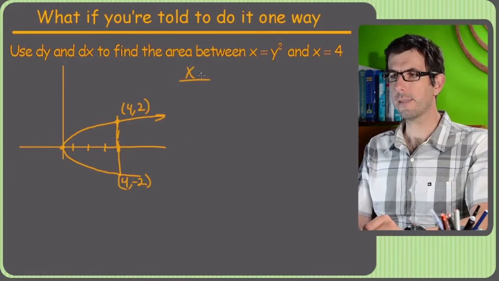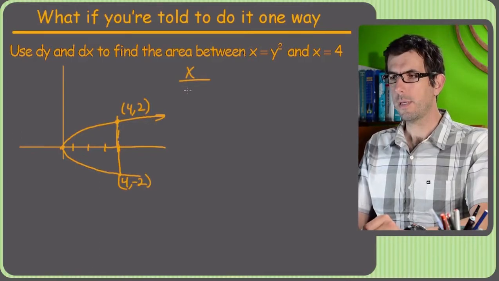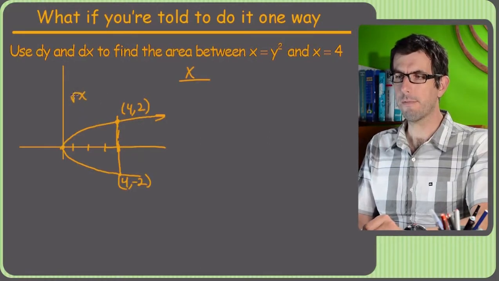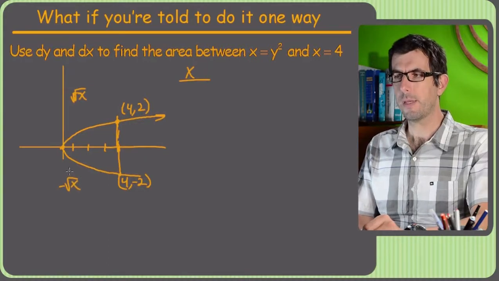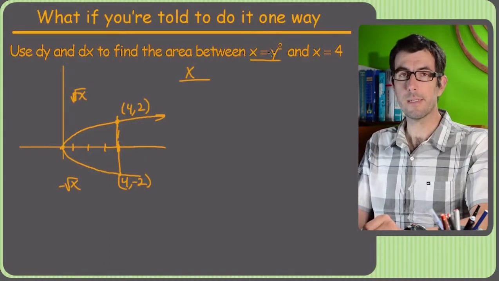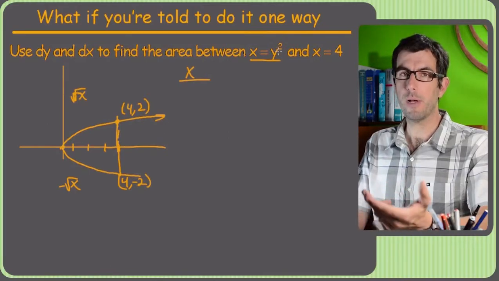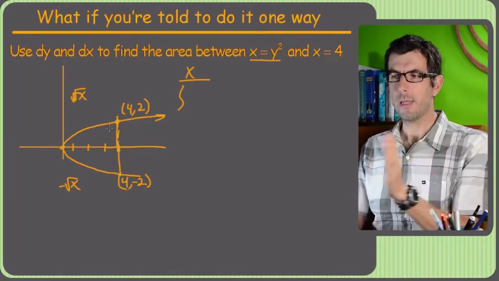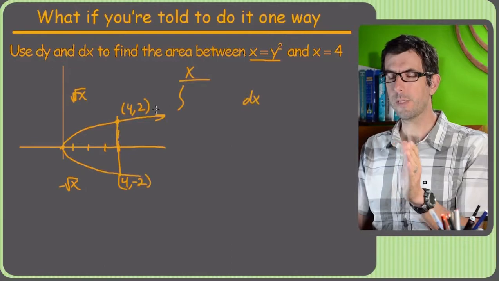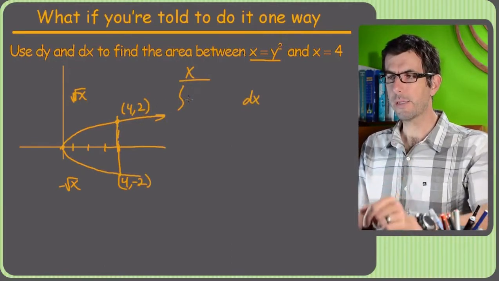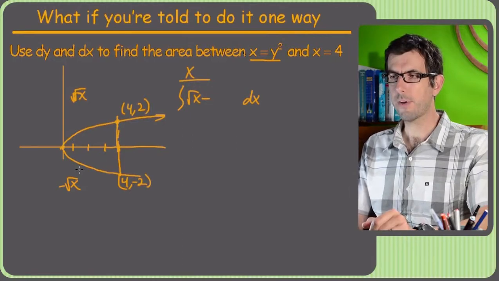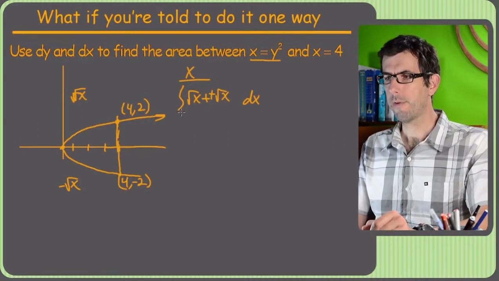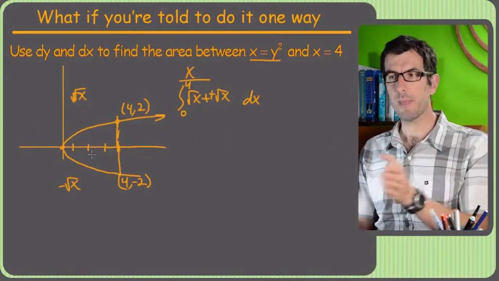So if I work this in terms of x, this is going to be the integral. The top curve is going to be root x, and the bottom curve is going to be negative root x, because when you solve this equation for y rather, you have to take the square root of both sides to get a plus or minus root x. So this is going to be the integral. If I'm integrating with vertical bars, that's a dx situation. So it's going to be the top function, which is root x, minus the bottom function, which is negative root x, from 0 to 4, the span of x values covered by this region.